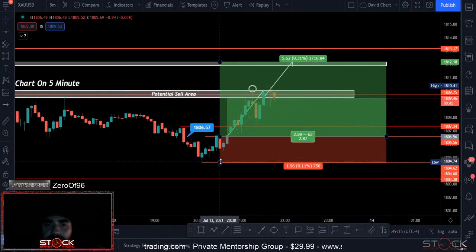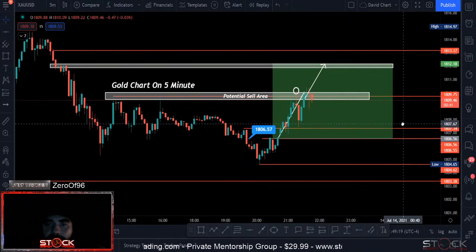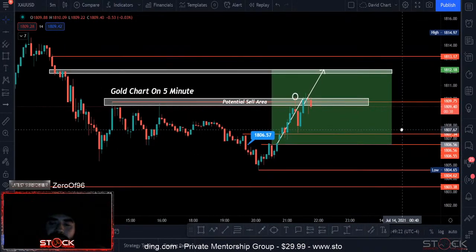So guys, remember, if you're down here, move your stop loss to break even. Become a risk-free trade. You're up roughly 35 pips, maybe 30 or 35, depending on it.